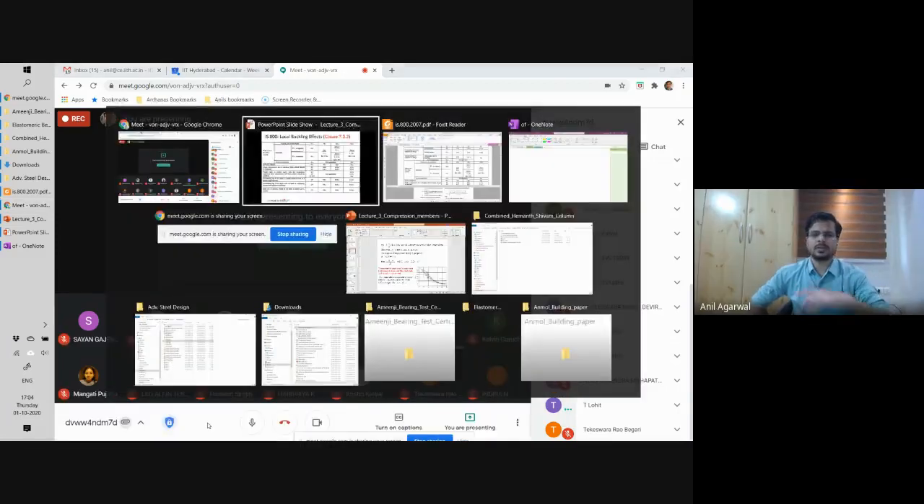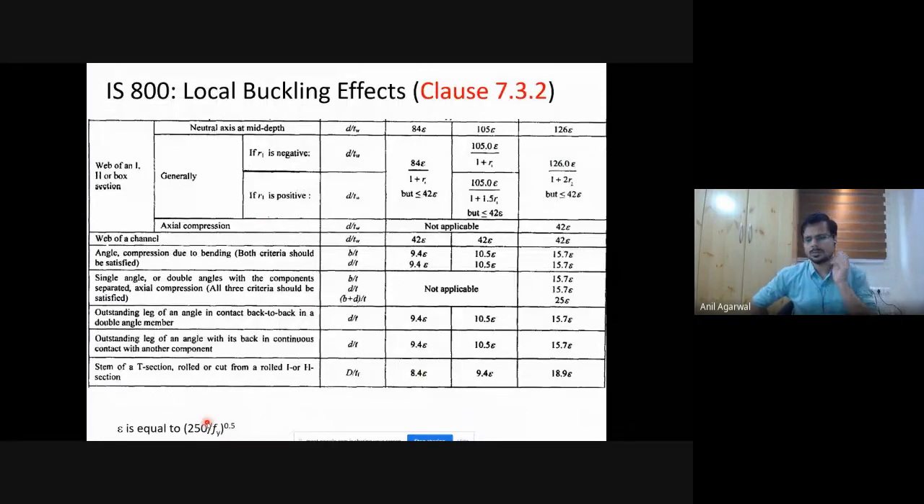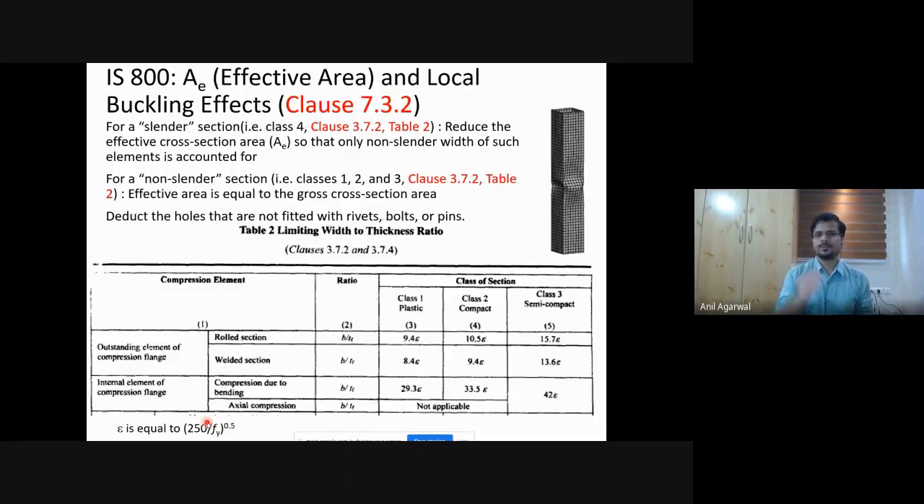I think you have taken quite a convoluted argument, so I was not able to follow the whole thing. But the last couple of sentences you said were fine. Okay, so the idea is, first of all, you should understand why these numbers are there. What are they enforcing? Why is this table there? So compression members have to satisfy this limit of semi-compact at least. They should not be slender. So beyond this, you have slender.